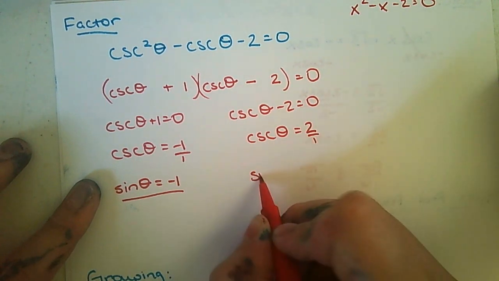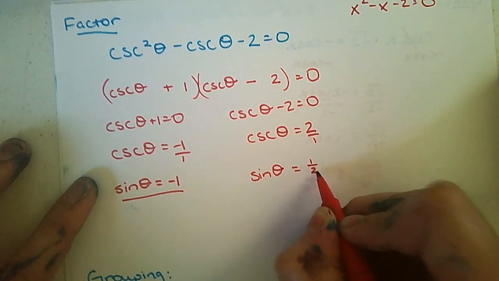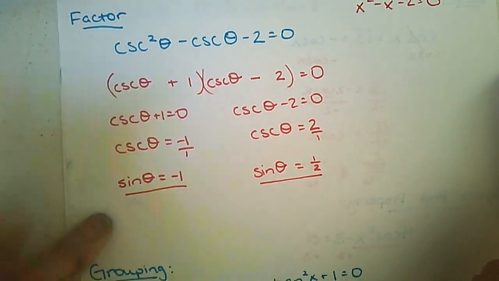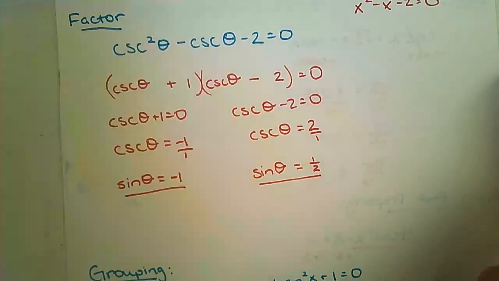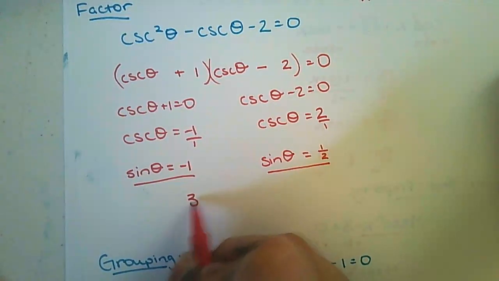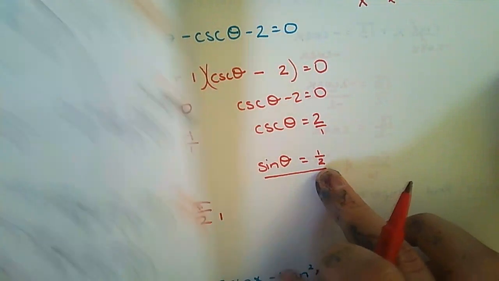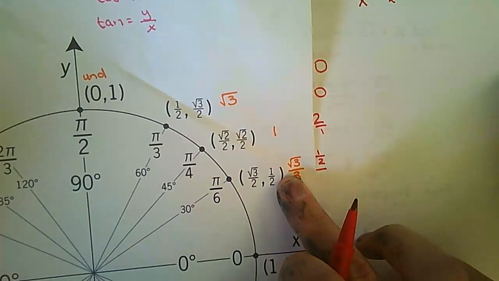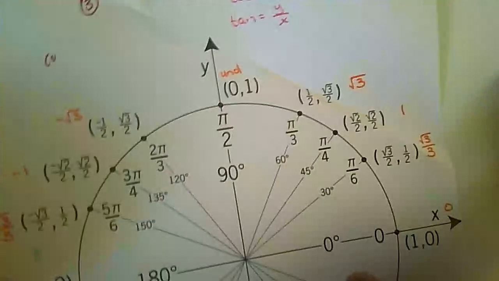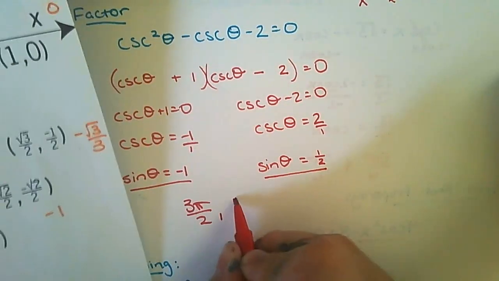And same thing over here. The reciprocal of cosecant is sine, and the reciprocal of 2 would be 1/2. So now on our unit circle, I need to find all the places where sine, where our y value, equals -1. And it looks like the only place that happens is at 3 pi over 2. And then I need to figure out where sine equals 1/2 as well. So I have pi over 6, and at 5 pi over 6, the y values are both 1/2.